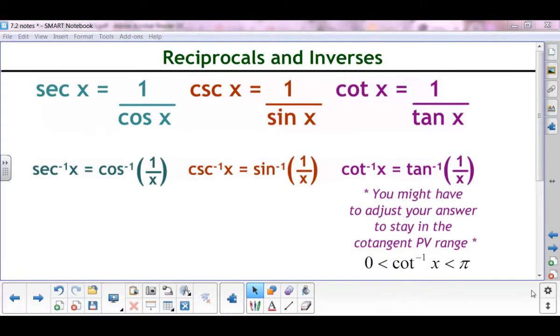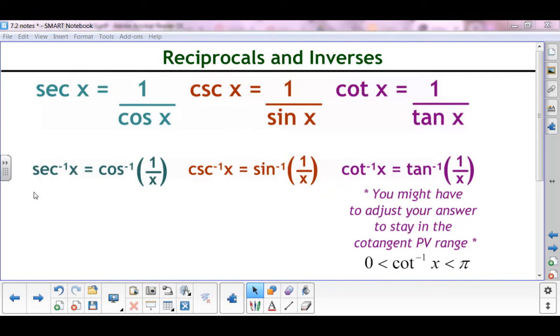So these last examples in your notes are going to be dealing with reciprocals and inverses. You have to be careful. Lots of times people get confused and they think that the -1 means reciprocal when it actually means inverse. So then when you put them together, sometimes people get even more confused. So remember, secant and cosine are reciprocals. So the secant of an angle is going to equal 1 over the cosine of that same angle.